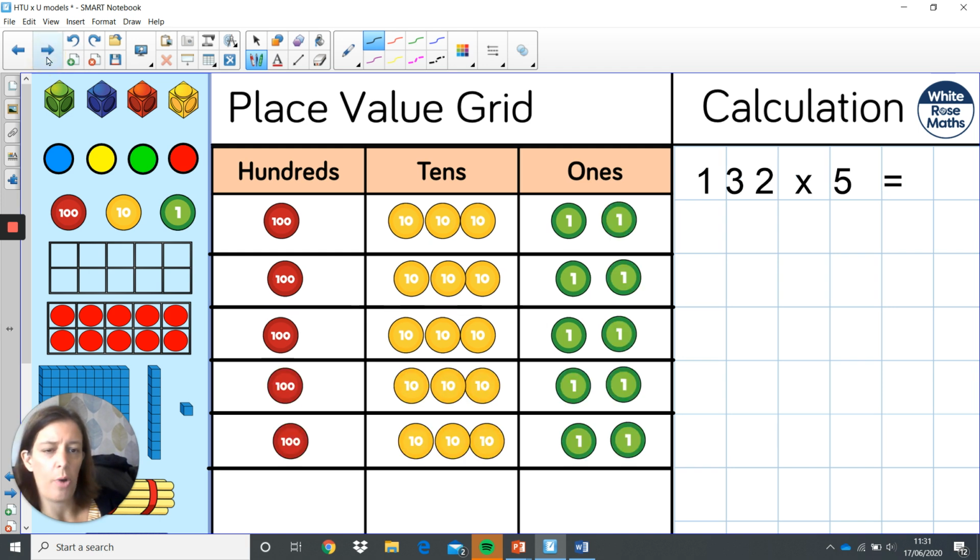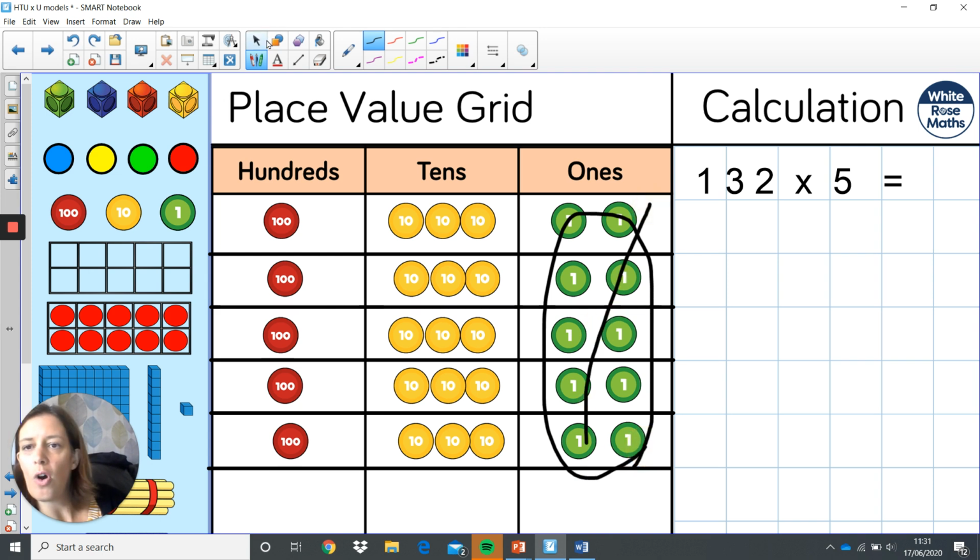Okay, let's have a look at this one. 132 5 times. So here I've got my 132 and I've made it 5 times. Okay, so having a look at my ones, I can count that I've got 10 there. Can't have all 10 ones in that column at once, so I need to exchange 10 of them for a 10. That means now that I've actually got no ones left in there, but I need to put a 0 in as a placeholder to say there are no ones in there.